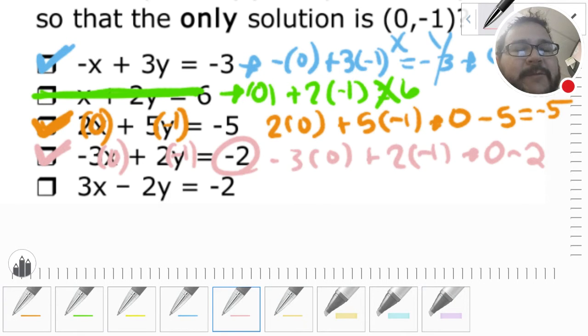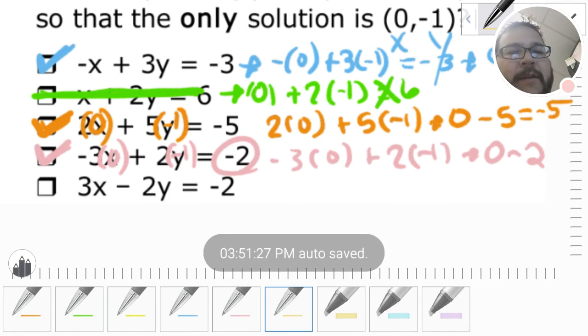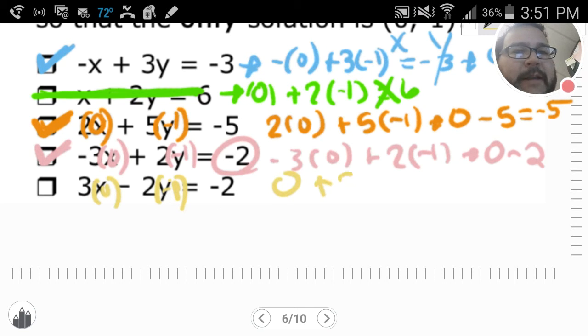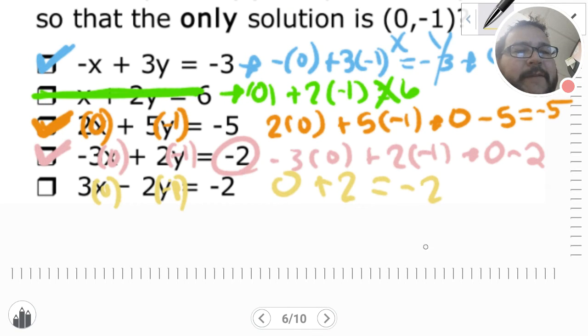And let's try this last one just for good measure. We have 0 and then -1. So we get 3 times 0 is 0. -2 times -1 is +2. And does that equal -2? It most certainly does not.